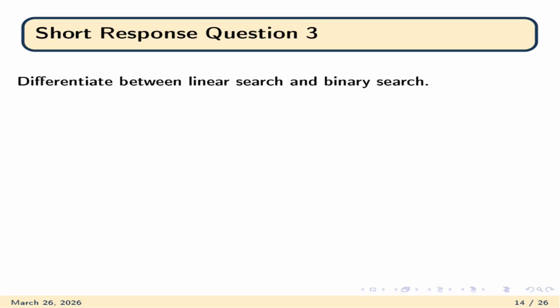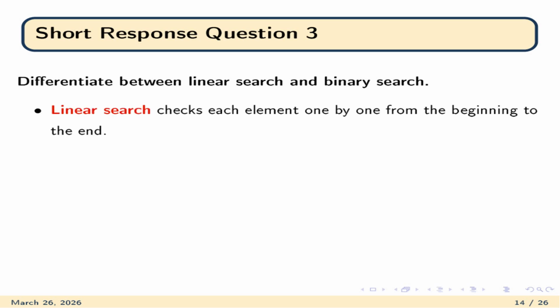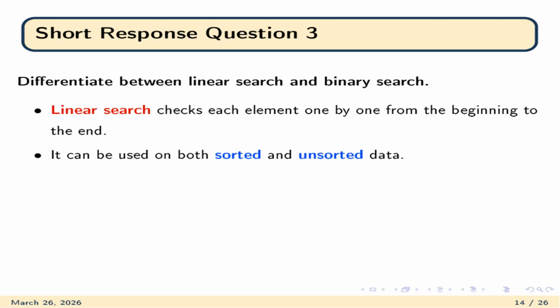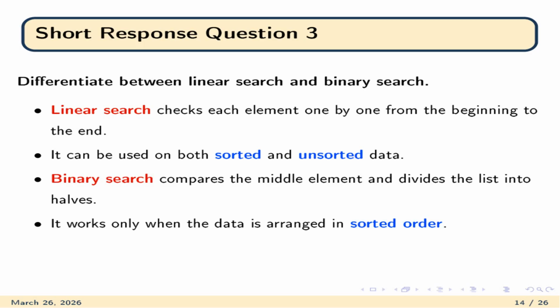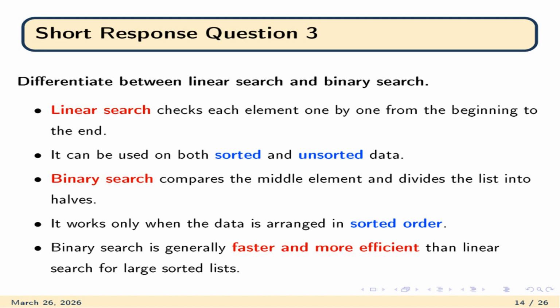Question number 3. Differentiate between linear search and binary search. Linear search checks each element one by one from the beginning to the end. It can be used on both sorted and unsorted data. Binary search compares the middle element and divides the list into two halves. It works only when the data is arranged in sorted order. This is the condition. Binary search is generally faster and more efficient than linear search for large sorted lists.